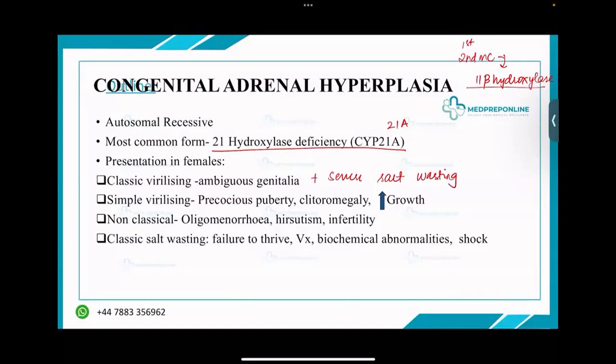Okay. Now, simple virilizing is basically precocious. The patient presents later in life. This is a milder form of 21-hydroxylase deficiency, and the patient will present with precocious puberty. There will be clitoromegaly, and there'll be accelerated growth and skeletal maturation. In the non-classical forms, you will have an adult who presents with oligomenorrhea, hirsutism, or directly when the patient comes to you for a workup for infertility. In the classic salt wasting form, which is seen in very severe cases, you will have a newborn presenting in 1 to 4 weeks with failure to thrive, vomiting, biochemical abnormalities, and shock, which may lead to death.